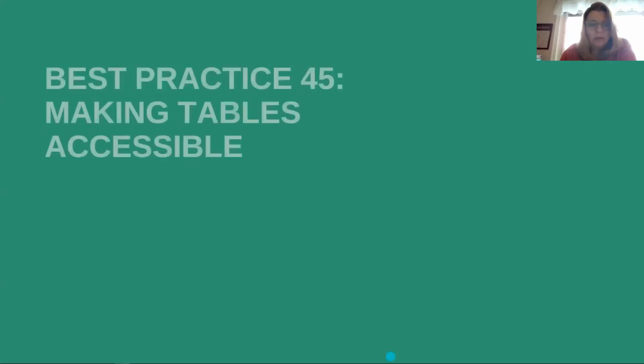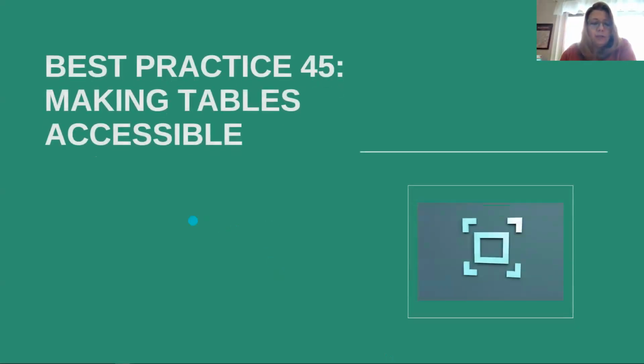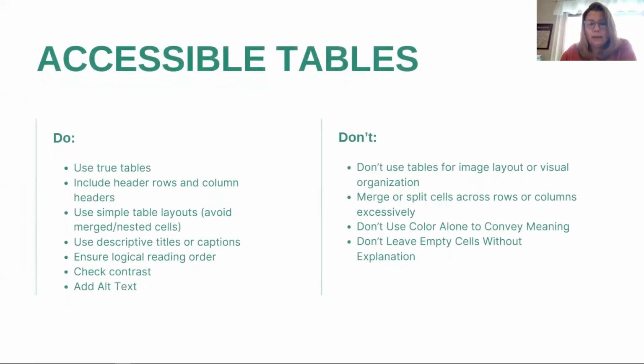So now we're going to move on to best practice number 45, which is making your tables accessible. And again, here are some do's and don'ts on creating accessible tables. Essentially, creating accessible tables is essential because it ensures that all students, including those who use assistive technologies like a screen reader, can understand and navigate the information in the table effectively and efficiently. Tables should convey relationships between data using clear structure. And what is this clear structure? Some of those are in the do's and don'ts.